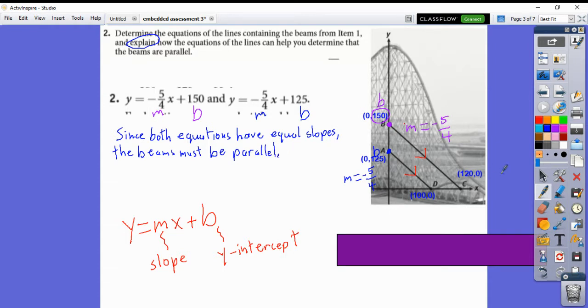So this is an example of how math could be important in your everyday life, right? If you're an engineer and you've been hired by this theme park to build this roller coaster, and you know that the designer wants these beams to be parallel, maybe you're a quality control inspector and you go out and take some measurements. If you determine that these two beams have equations that don't have the same slope, then you're going to have to go back to your bosses or the builder or somebody and say, hey, this roller coaster might not be safe. We haven't built it correctly, so we need to go back and change something.